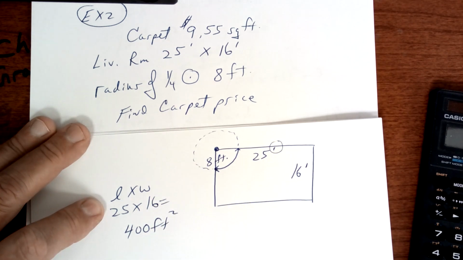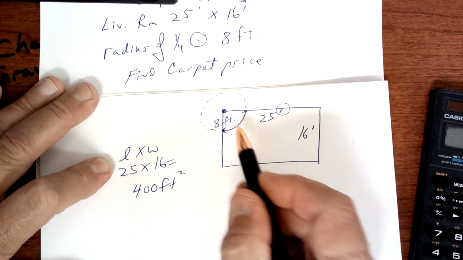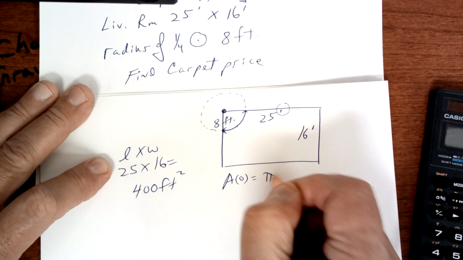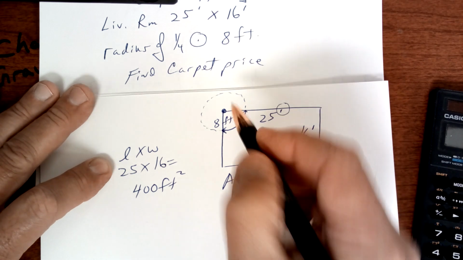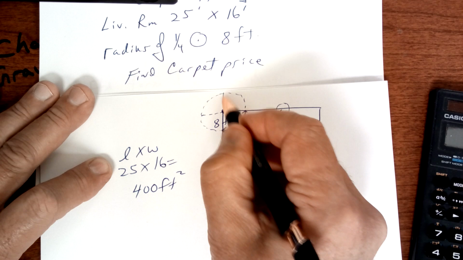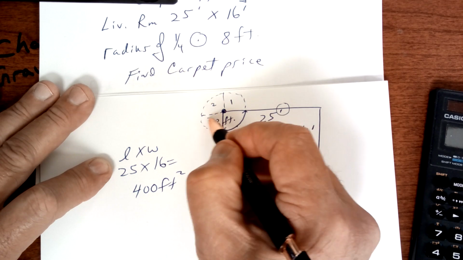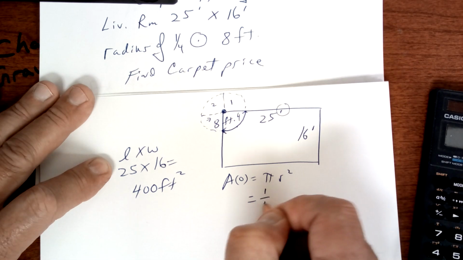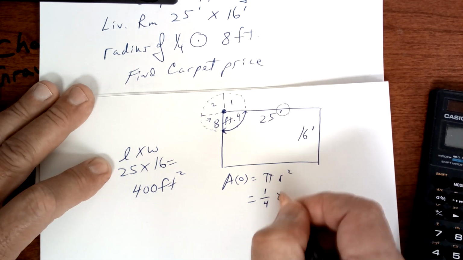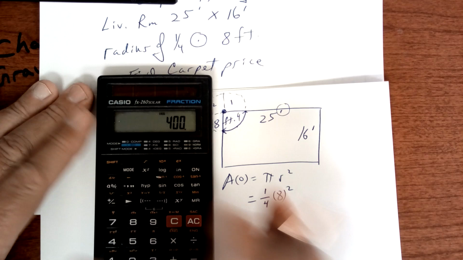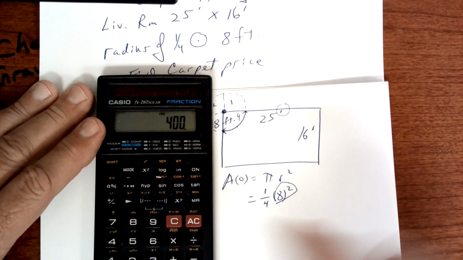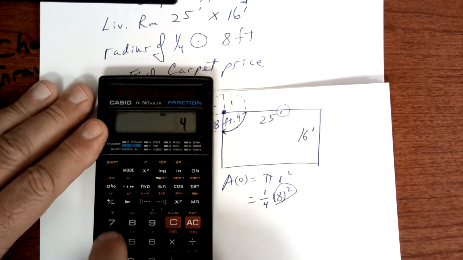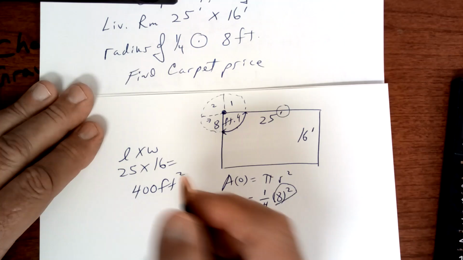But you want to subtract the doorway. Now, area of a circle from geometry is pi radius squared, but you only want 1/4 of this circle. See, there's 4 of them. 1, 2, 3, 4. So you want 1 out of 4 pieces. So it's 1/4 times radius squared. So remember, you got to do the square first because exponents come first. So it's 64 divided by 4. So you're going to subtract 16 square feet.